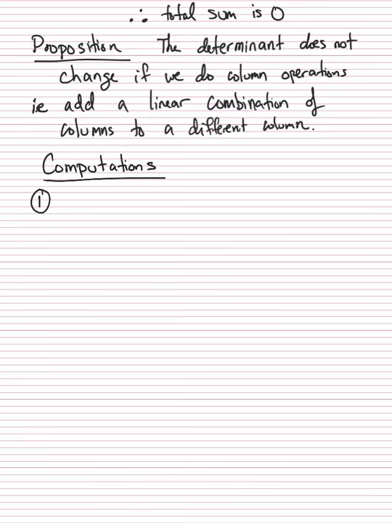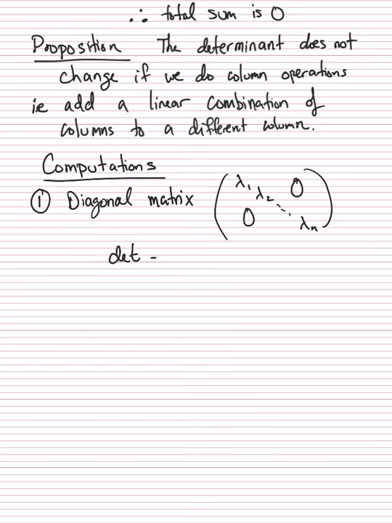So the first one is very simple. If we have a diagonal matrix, this will look like lambda 1, lambda 2 up to lambda n, with 0s elsewhere. Then the determinant is equal to the product of the diagonal entries. The proof of this is just linearity, a very special linearity.